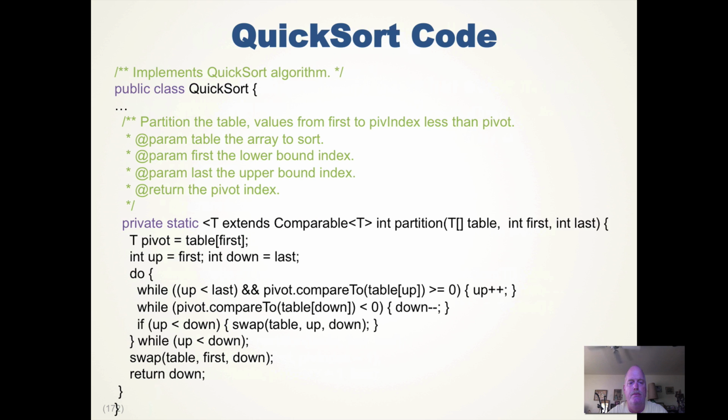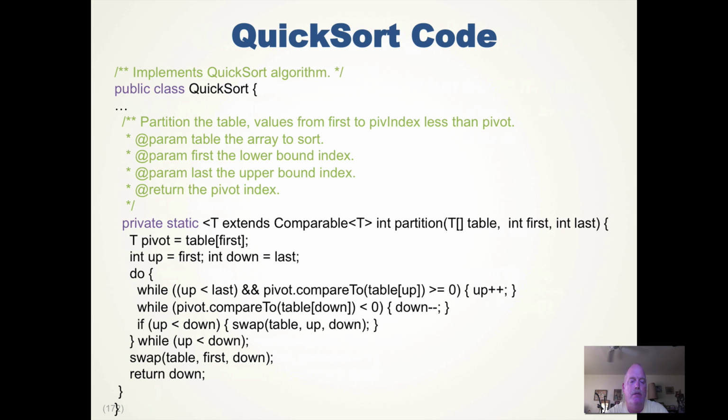So what does partition do? Partition remembers the first value, which is our pivot. It sets up and down, and so we're going to move up. We're going to increase up as long as the value is less than the pivot, and then we will move down, as long as the pivot is less than the value. And then if up is less than down, which means we found values, we then swap them. And this is a do while loop, so we're going to keep doing that until up and down have crossed.